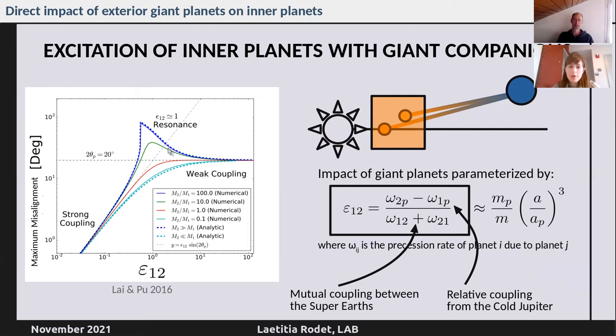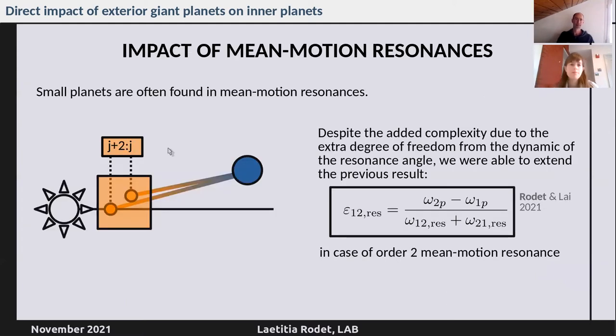So we recently were able to extend this study to mean motion resonance, between the super-Earths, because there are some super-Earths that are observed in mean motion resonance. It's very interesting that there's not a lot of study on how giant planets impact mean motion resonance. Would it be able to break the resonance? What would be the consequence on the misalignment angle when you add resonance to the secular dynamics? It seemed a bit complicated, with an extra degree of freedom given by the resonant angle.